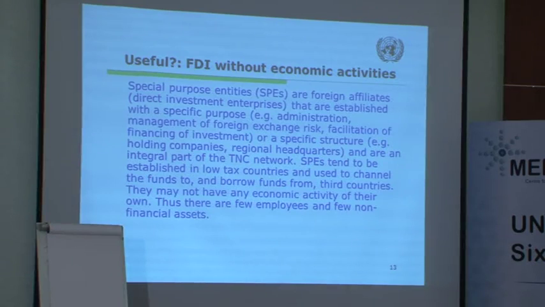Now, investment in offshore finance centers or investment in SPEs, special purpose entities, are included in FDI flow statistics or stock statistics. As we know, the question is whether it is meaningful to include such investment. Because SPEs or offshore finance centers normally have no economic activities, but the statistics still include the amount of investment which goes there.